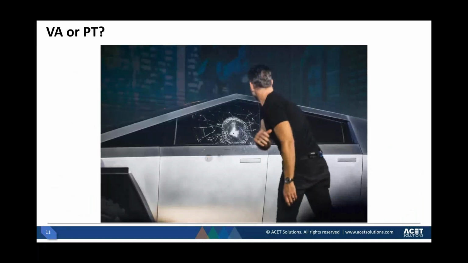So I have something on the screen. Of course, you cannot answer the question, but maybe a thumbs up. Those of you who think this is a vulnerability assessment, I hope everybody recognizes this picture. This is the Tesla Cybertruck, and there was a demonstration on stage to show that the glass on the windows is very strong, and it can withstand when somebody throws a rock at it. So those of you who think this is a PT, give me a thumbs up, please.